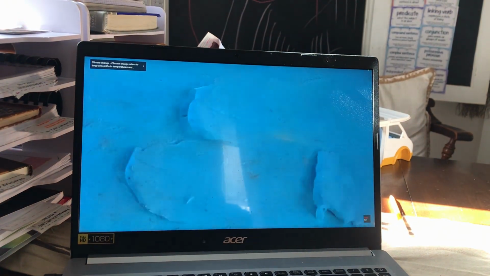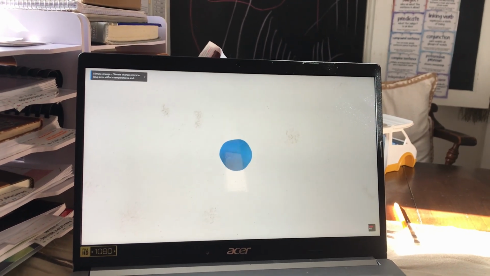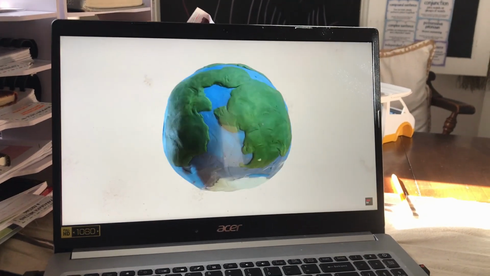Currents are driven by a range of sources: the wind, the tides, changes in water density, and the rotation of the Earth.